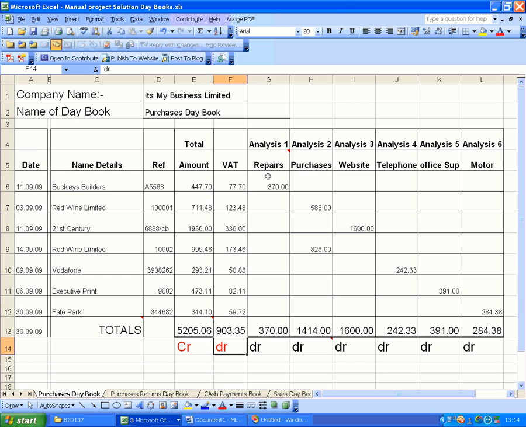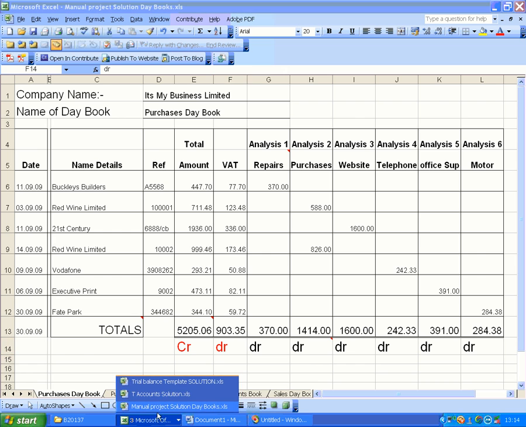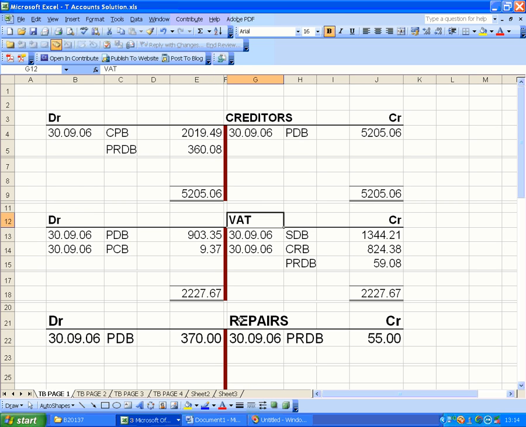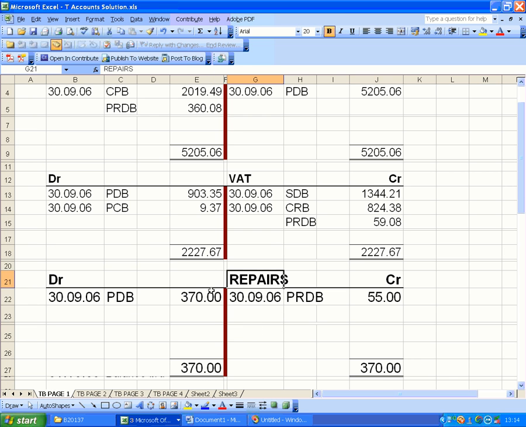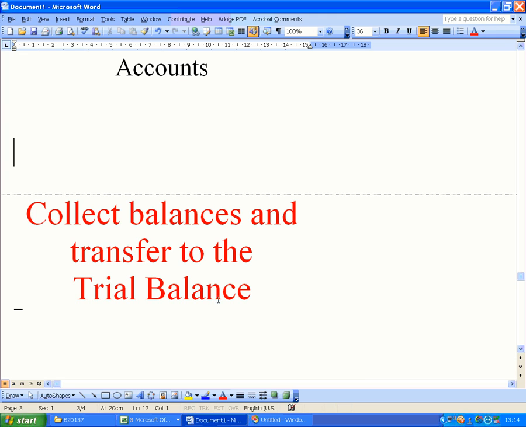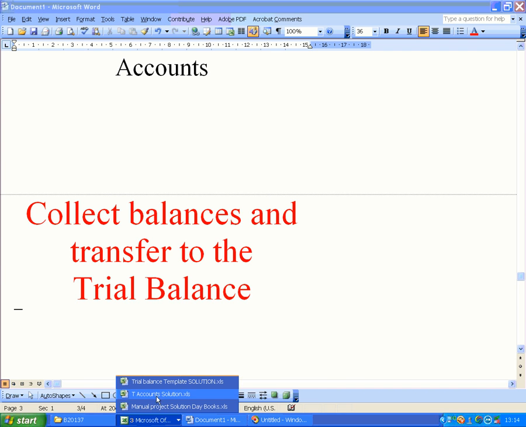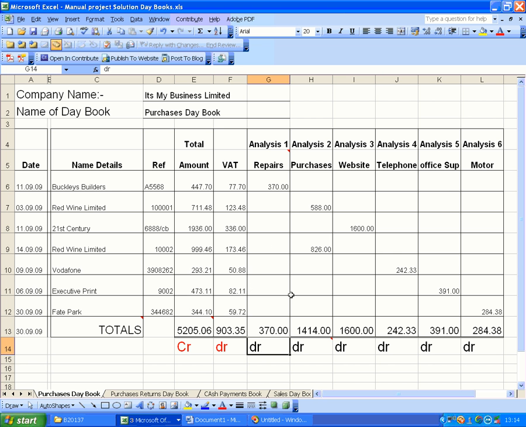The next one is repairs, €370, and it's a debit value posting. Back to your T accounts, create a new account called repairs, and the information is on the 30th of September, from the purchases daybook, we had a value of €370. Again, mark that as being posted.